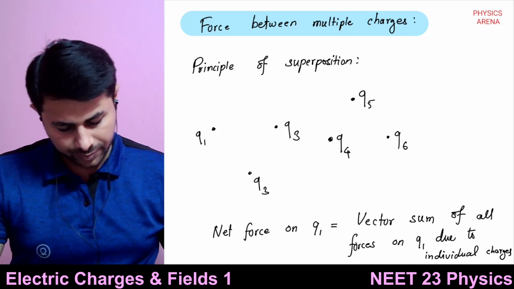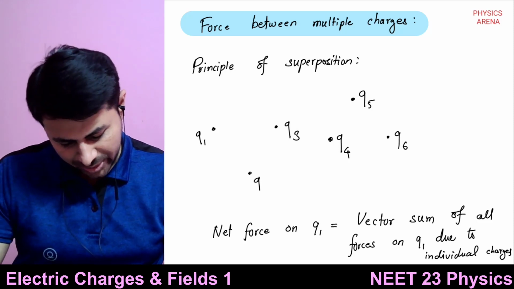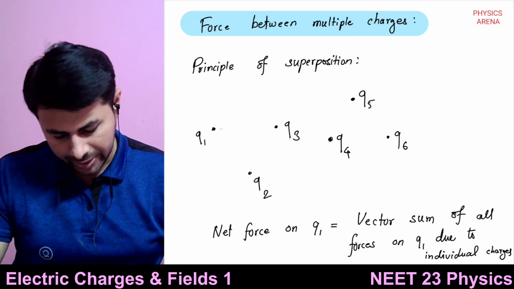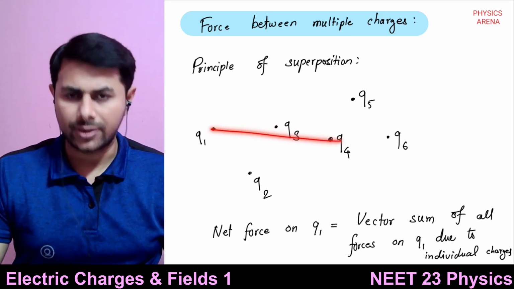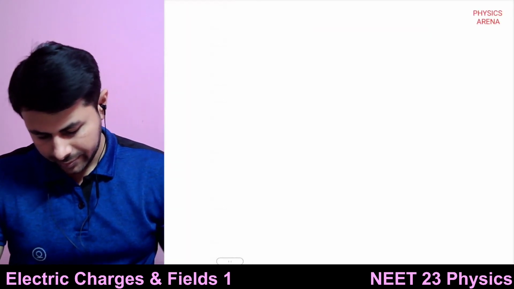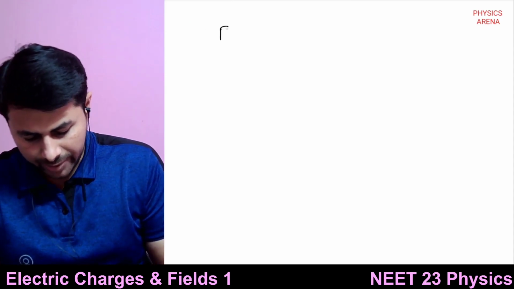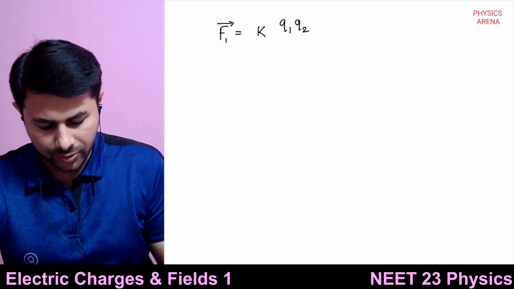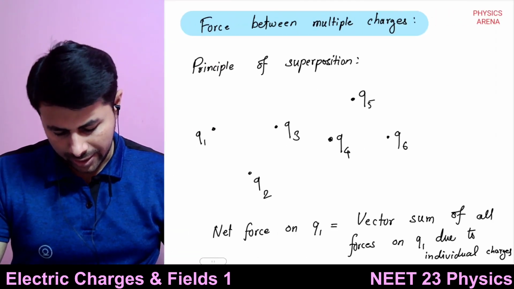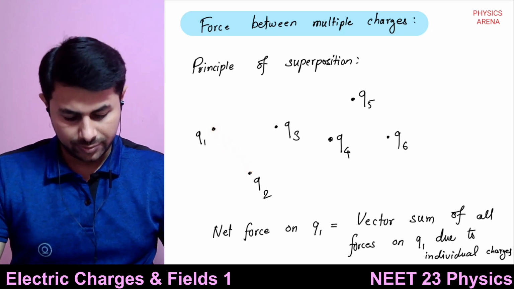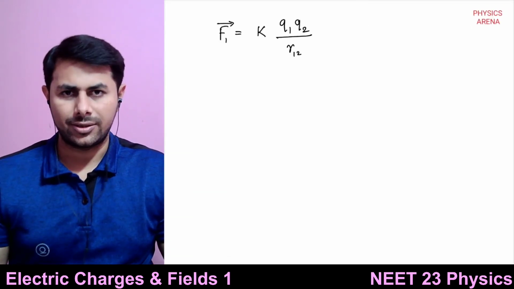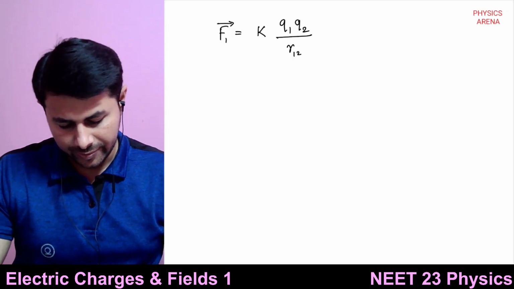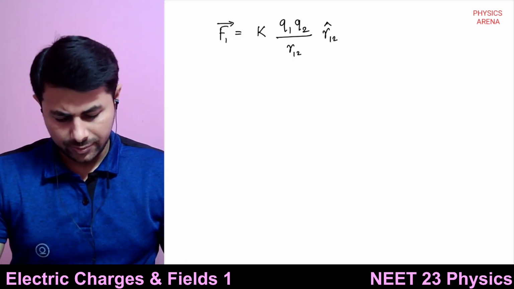Now the force between Q1 and Q2 will act along this line. Force between Q1 and Q3 will act along this line. Force between Q1 and Q4 will act along this line. So the net force, let's call it F1 bar, is equal to K Q1 Q2 upon R12. What is R12? R12 is the distance between Q1 and Q2. Now we have to consider force as a vector quantity, so it will be directed along R21 cap.